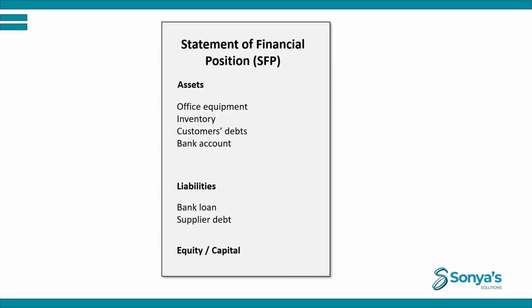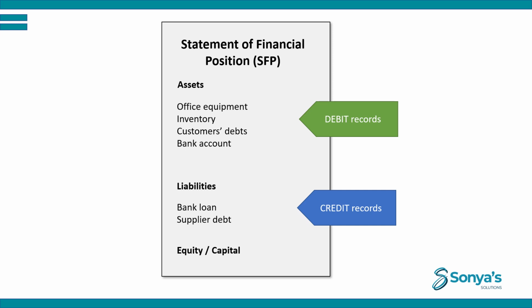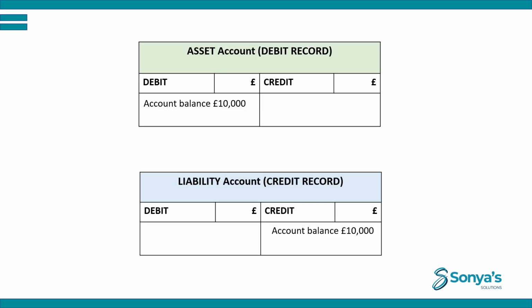In the previous lesson, we learned about double entry when using asset and liability accounts. Asset accounts are debit records and liability accounts are credit records. The opening balance on an asset account shows the value of assets in that account and is on the debit side. Further debits will increase the account balance, the value of the assets. Credit entries have the opposite effect and reduce it.